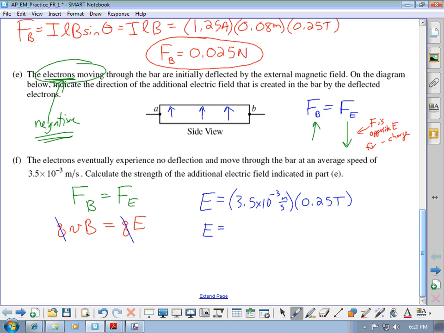So this electric field is 8.75 times 10 to the negative 4. Again, volts per meter. It could be Tesla meter per second. All of those are going to be acceptable things. So volts per meter, newtons per coulomb, Tesla meters per second, they're all the same thing.